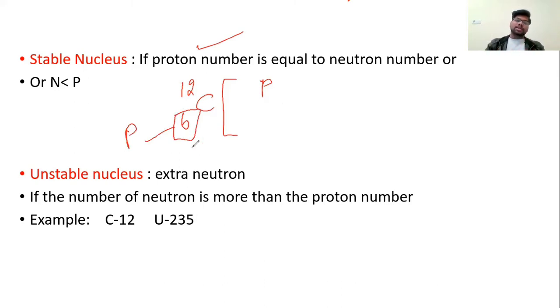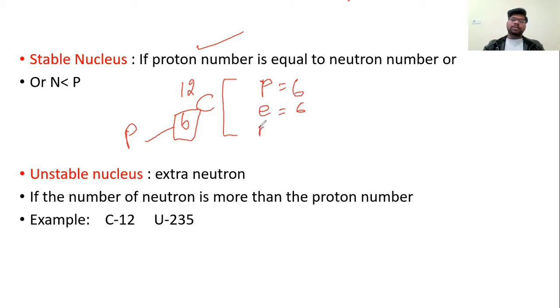So if the number of protons is 6, then the number of electrons will also be the same, so that we can say the atoms are neutral, right? That is why atoms behave as neutral in nature. So here protons is 6. If proton is 6, then electron will be the same number only, right?